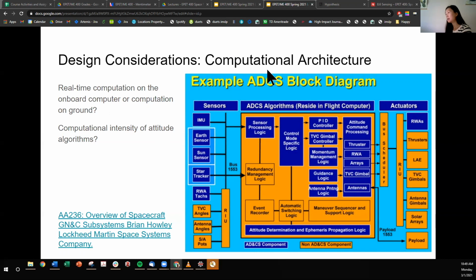We already talked about ADCS algorithms before. I wish I could talk through this block diagram, but we're running out of time. There is a lot of intelligence behind ADCS. This is my bread and butter. I really love this subsystem, so I wish I could talk about it more. Maybe next time.